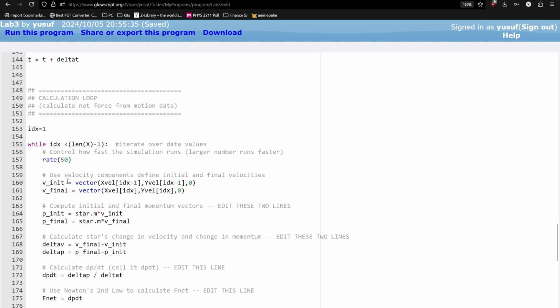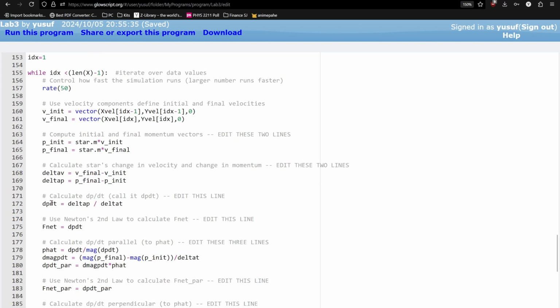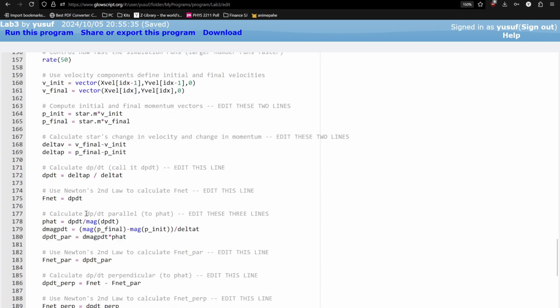Down here, we declare the initial velocity, the final velocity. We get the momentum by multiplying mass times velocity. And we find the change in velocity, change in momentum. We find delta p over delta t by dividing the two. And because of the momentum principle, we know that F net is equal to delta p over delta t. Then we want to calculate the unit vector of the change in momentum in the parallel direction. So to do that, we simply take the vector itself and divide it by the magnitude.